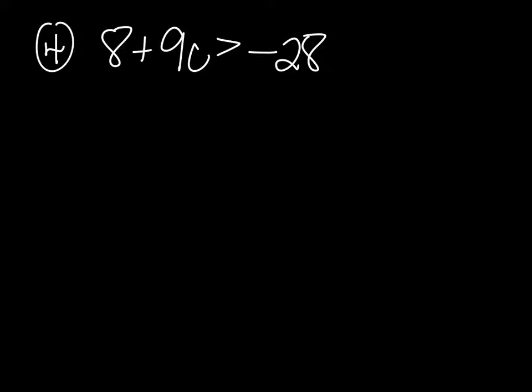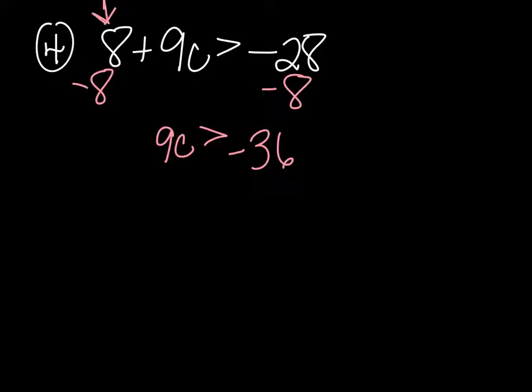Last one, number 4. This one is a 2-step. I start where, Anastasia? Yes, on the side of the variable with the addition or subtraction. I have addition here, so I'm going to change it to subtraction. That's its inverse. 9c is greater than 2 negatives, same sign. So what do I do, Zach? I add, and 28 plus 8 is 36.